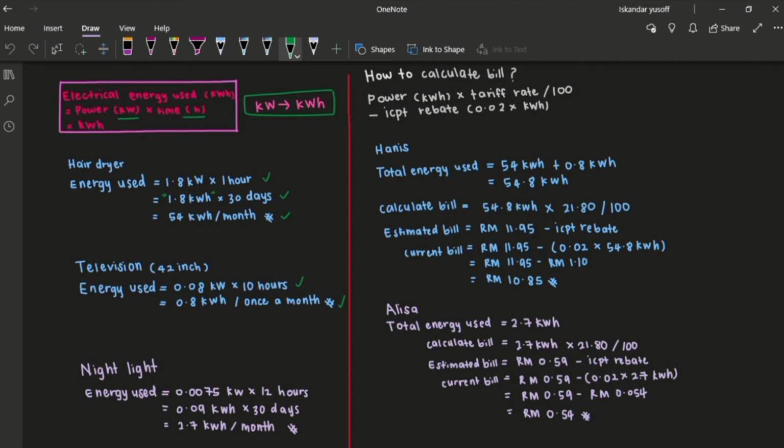Last one, for the night light, it has a power rate of 0.0075 kilowatt and we need to times with 12 hours because she used the night light all night long. Then the answer is 0.09 kilowatt hour and we need to multiply with 30 days to find the energy used for 1 month. So we will get 2.7 kilowatt hour as energy used by the night light in a month.